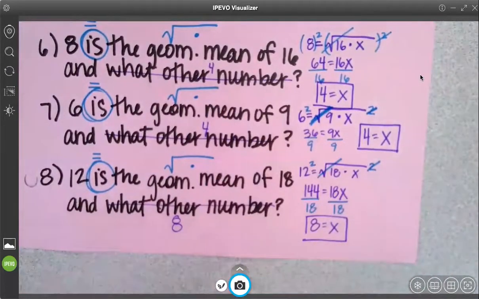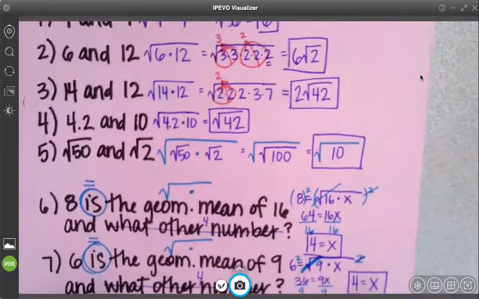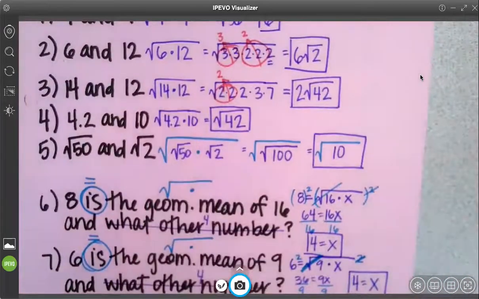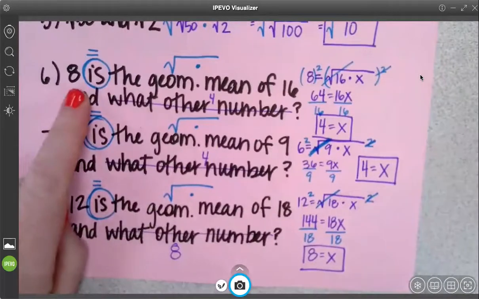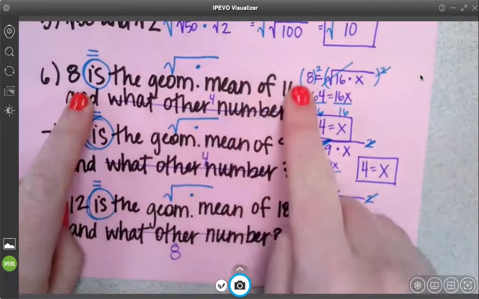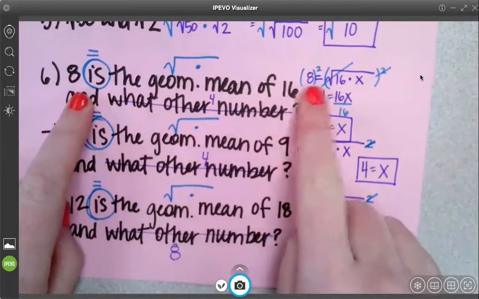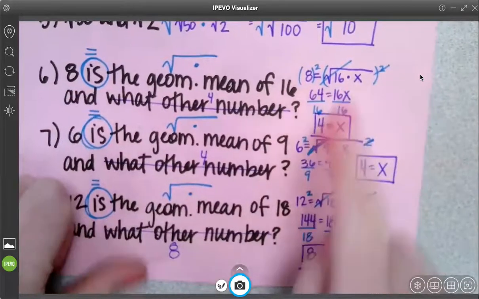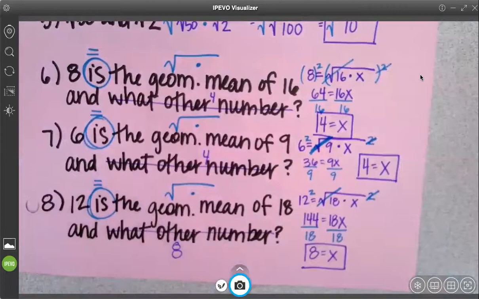Okay, so these are the only two things that you'll be asked to do with this, guys. You'll either be finding the geometric mean like we did in 1 through 5, where you have the two numbers, you just plug them in and you solve, you simplify really. Or you'll know the geometric mean and then you'll be finding a missing number. And in that case, you just take the geometric mean and that is or equals, and then you set up your geometric mean formula over there.